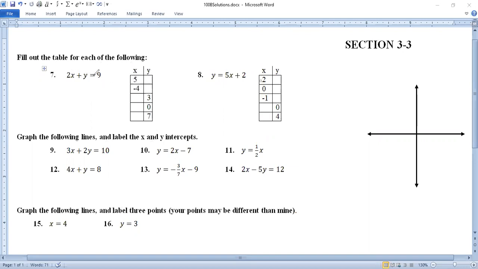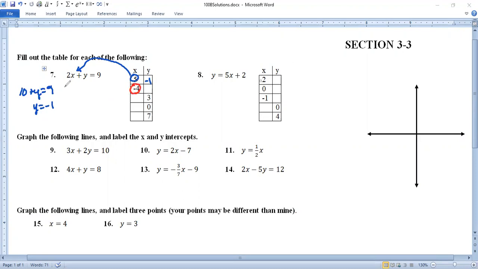Stick in 2x plus y equals 9, take x is 5, stick it in right there, and we get 2 times 5 plus y equals 9. That's the equation of sticking in the 5. Subtract 10 from both sides, and we get y equals -1. Okay, good. Next one, now we're going to stick in x as -4.